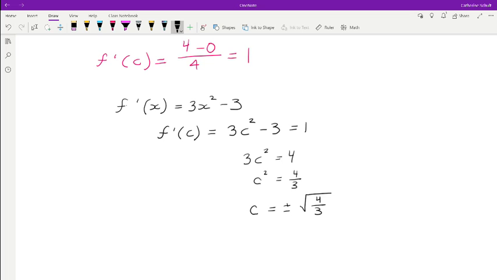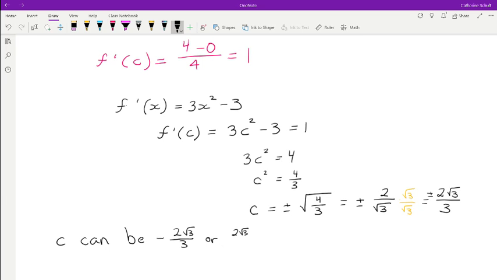Okay, and we can clean that up a bit. Square root of 4 is 2 over the square root of 3. You can leave it like that. We can also, as you know from your algebra class, rationalize your denominator. We're looking at plus or minus 2 root 3 over 3. So there you go. So the c can be those two numbers. It can be negative 2 root 3 over 3, or positive 2 root 3 over 3.